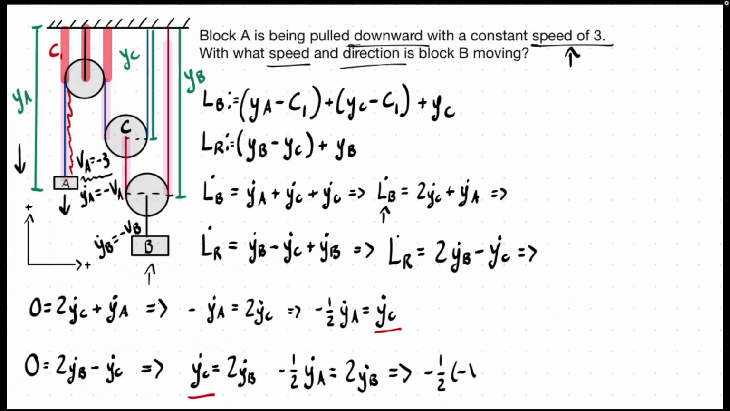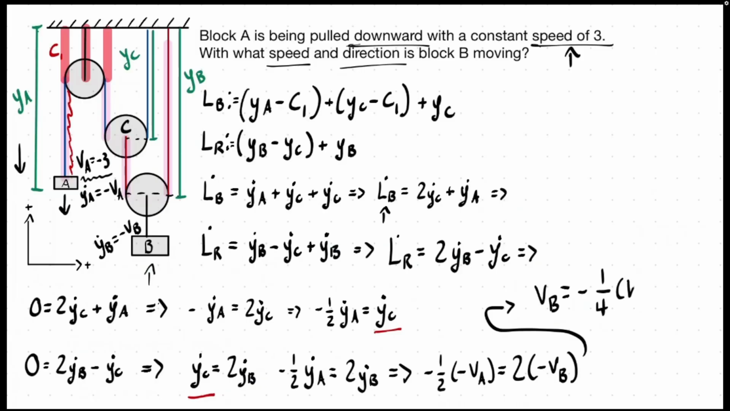Negative VA is equal to, all these negative values are gonna trip me up, 2 times YB dot, which is negative VB, right? And then let's rearrange this equation real quick to solve for VB. So VB, I'm gonna just write it up here, just to give myself some room. VB is equal to, what would it be equal to? I think it's negative 1/4 VA. I think that's correct. Yeah, it should be.